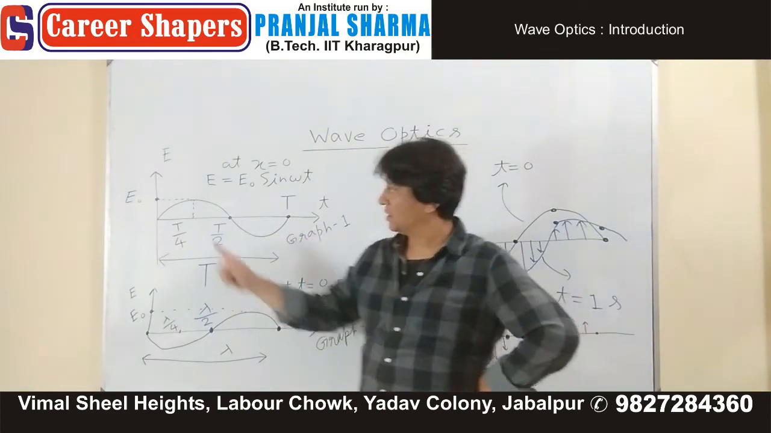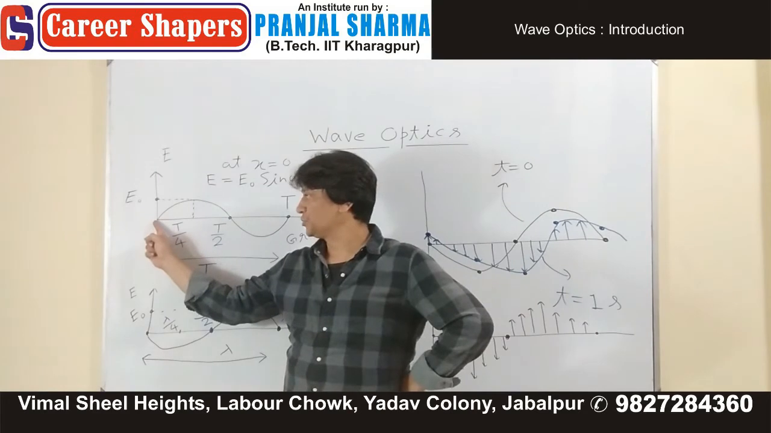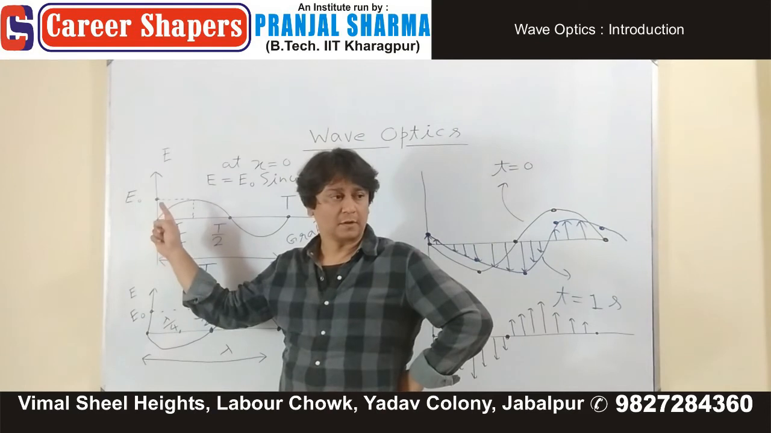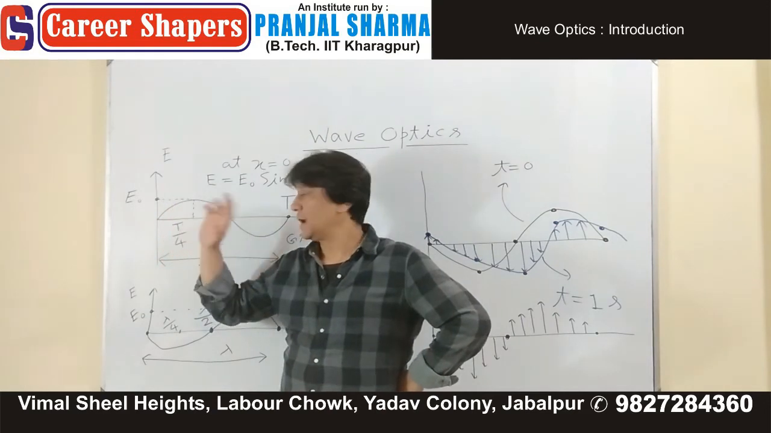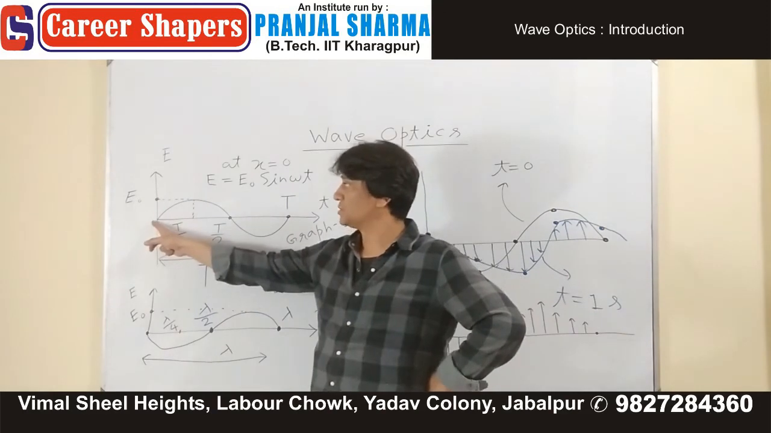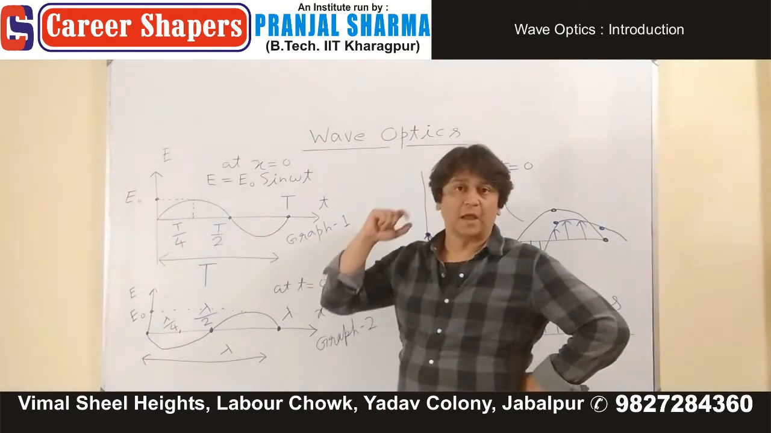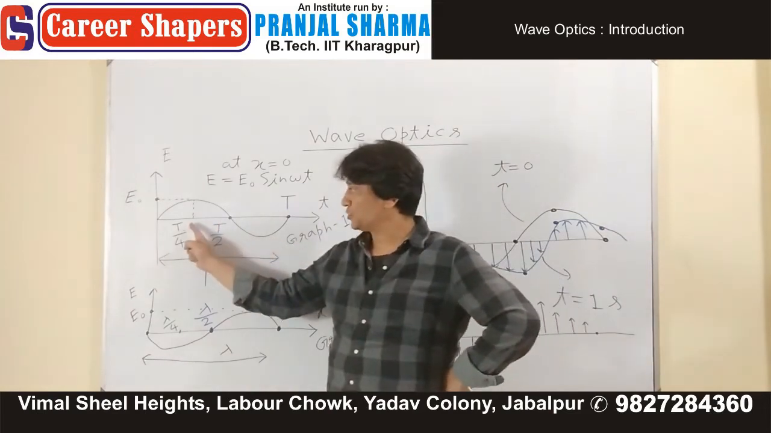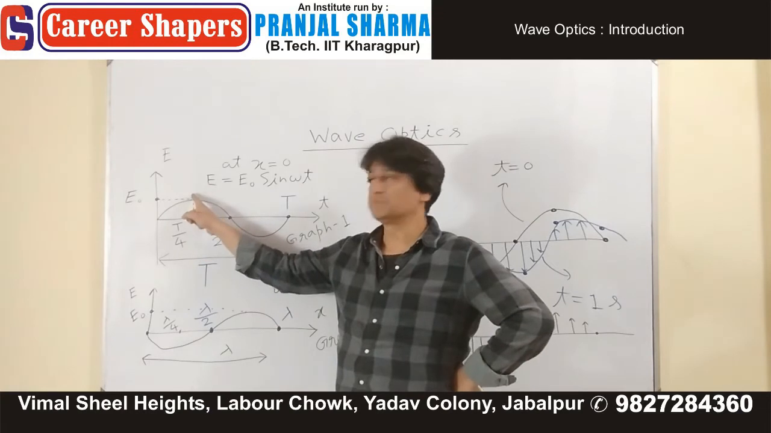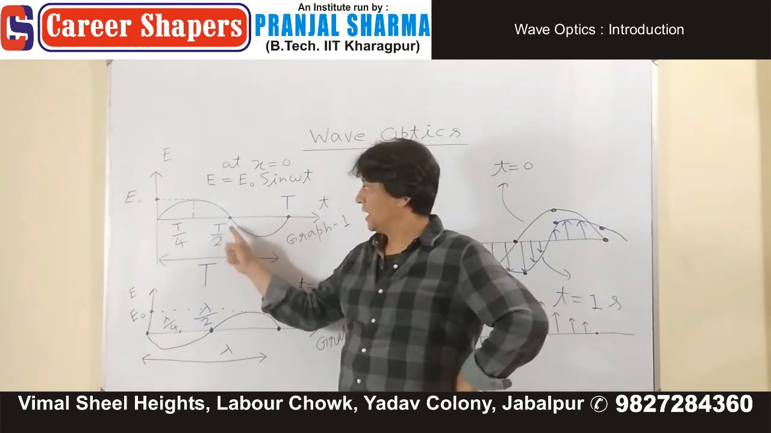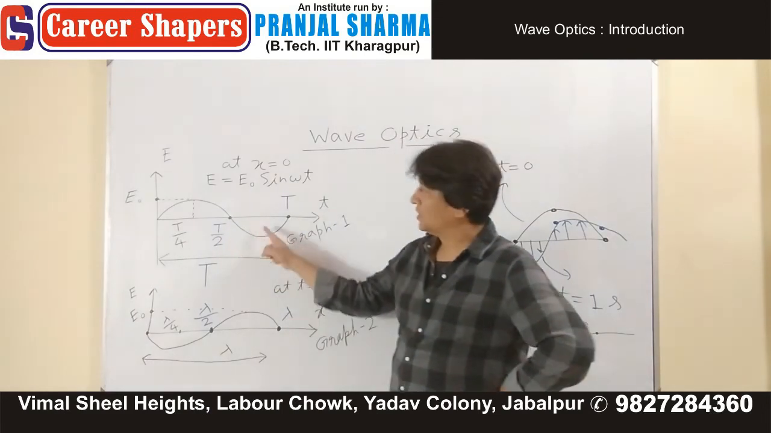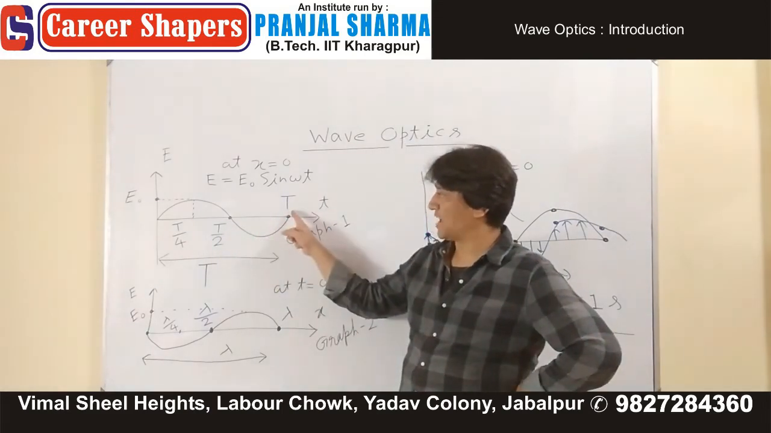which means what? At t equals to 0, your eye will find that electric field is 0. At t equals to T by 4, your eye is going to say that electric field is maximum, at T by 2, electric field is 0, at 3T by 4 maximum, at capital T 0.